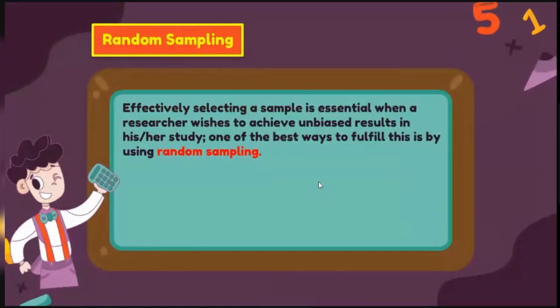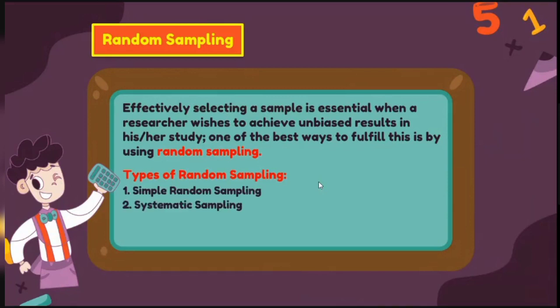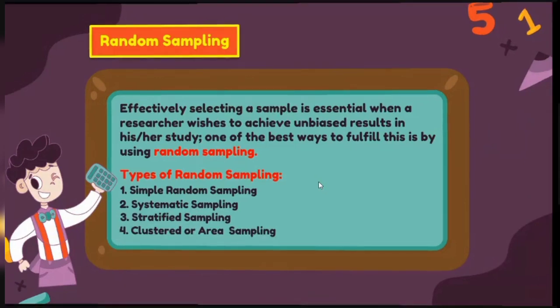Next, for random sampling, effectively selecting a sample is essential when a researcher wishes to achieve unbiased results in his or her study. One of the best ways to fulfill this is by using random sampling. These are the types of random sampling that you may use in your research. Number 1, simple random sampling. Number 2, systematic random sampling. Number 3, stratified random sampling. And lastly, cluster or area sampling.